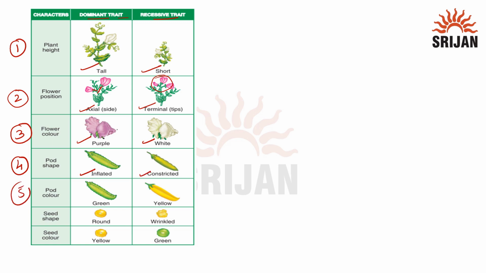Then we have the pod color, which is green, the dominant trait, and yellow, which is the recessive trait. The sixth character is seed shape, which is round and is the dominant character, whereas wrinkled is the recessive trait. When we talk about the last character, that is the seed color, yellow is the dominant trait and green is the recessive one. So these were the 7 pairs of contrasting characters which were selected by Mendel for his crossbreeding experiment.